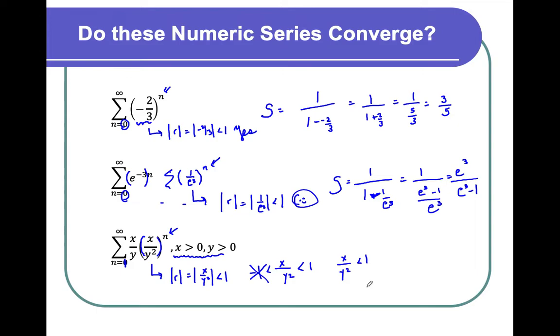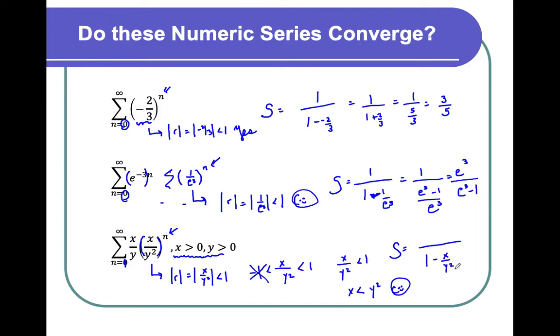Can you get x by itself there? So x has to just be less than y squared. Then my common ratio will be less than 1, and then my geometric series will converge. Can you tell me what the infinite sum will be? One minus my common ratio.